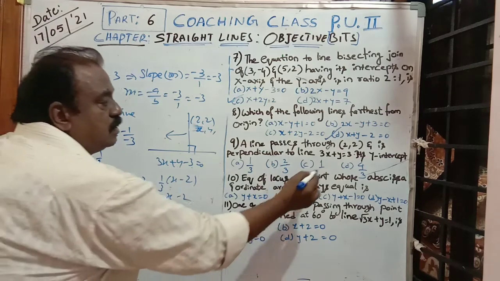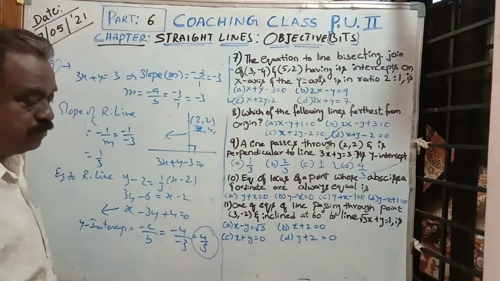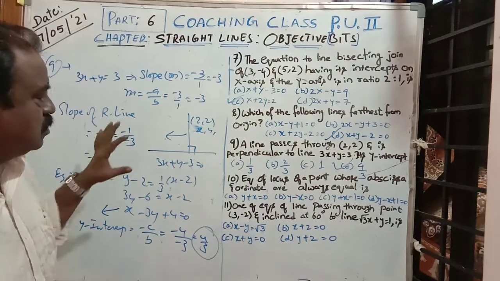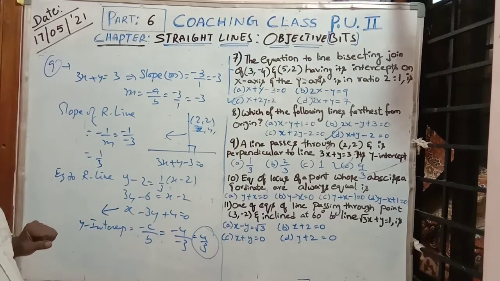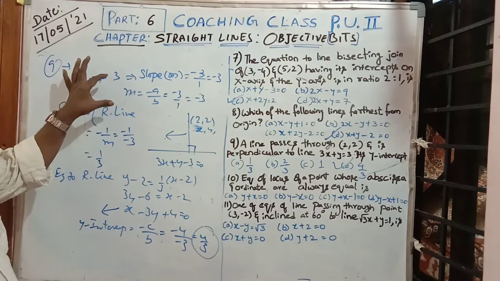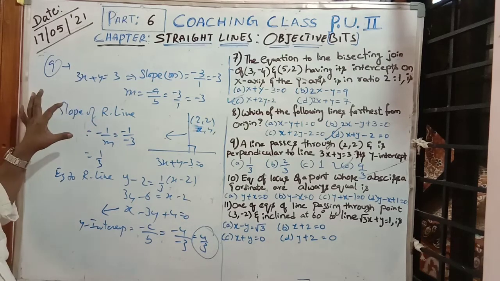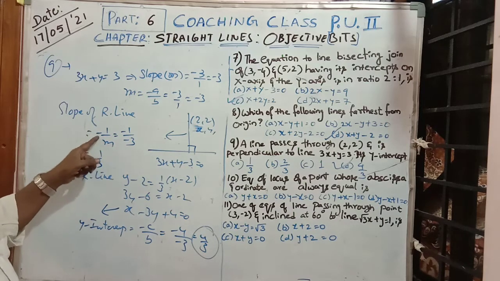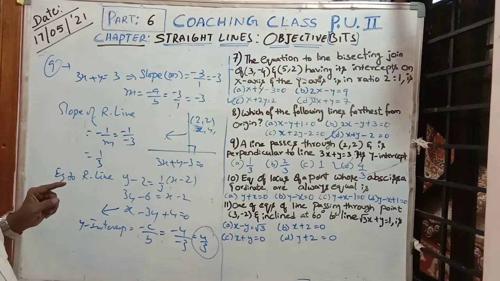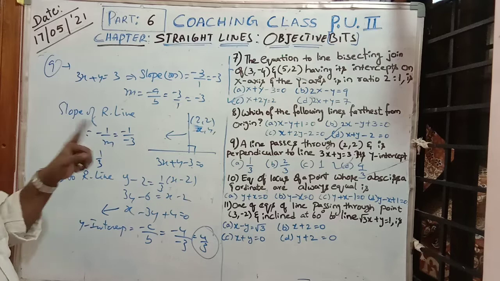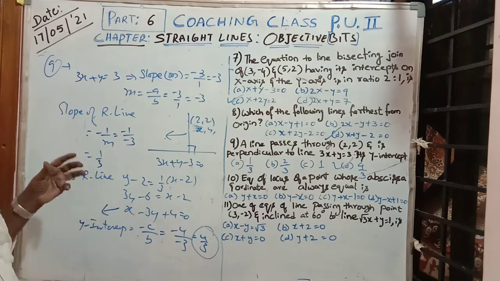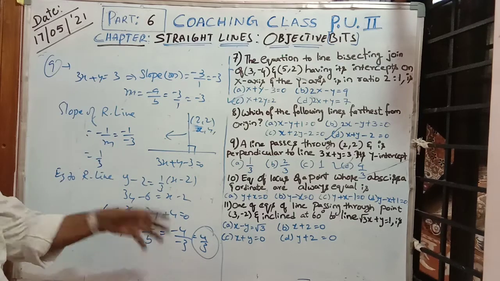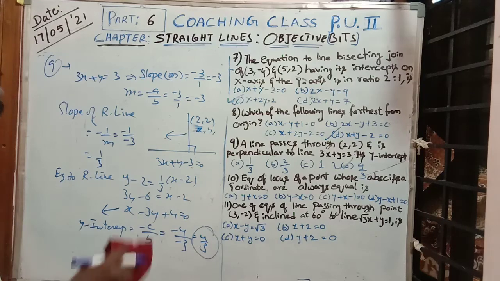So that is the answer option. Look at how many concepts are there. I have to find the slope of the given line, and then the slope of the required line, which is the negative reciprocal, minus 1 by m. Passing through the point and having the slope means we can find the equation of the line, and through that we can find the y-intercept.